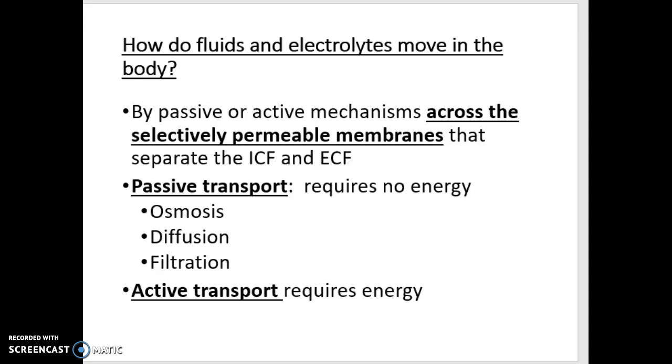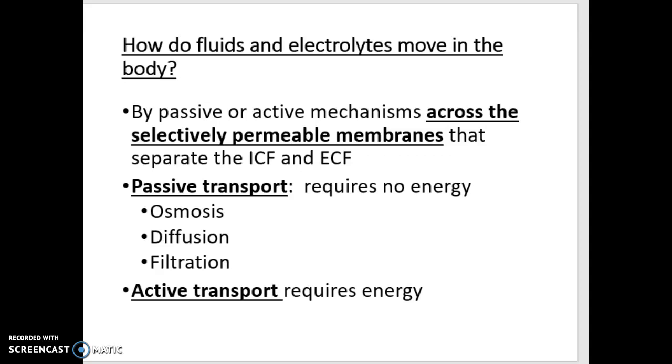Hi, everybody. After yesterday's class, I realized there was still some confusion about active transport and passive transport. You have a couple of your classmates to thank because they asked me to go over it again.